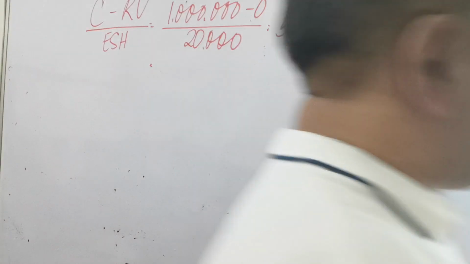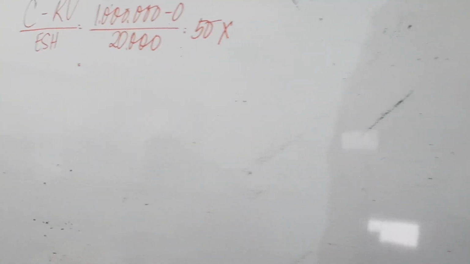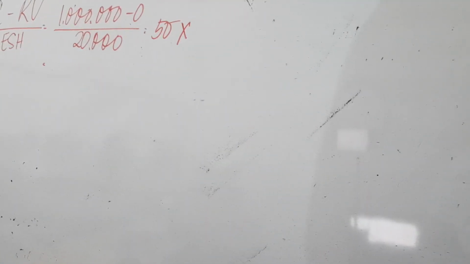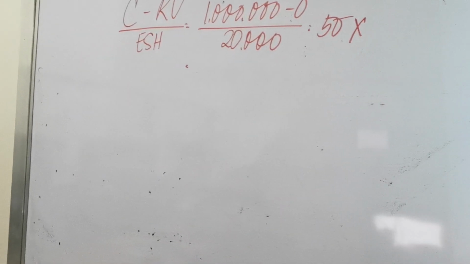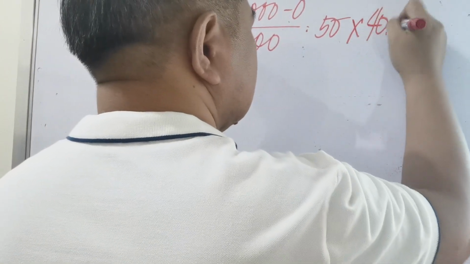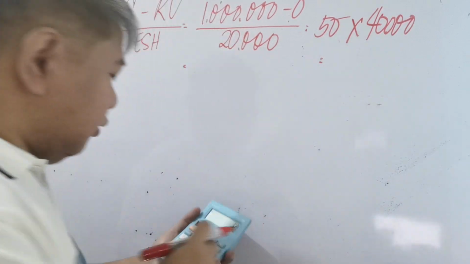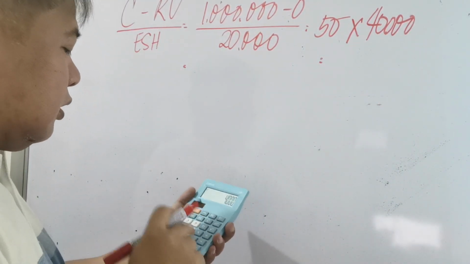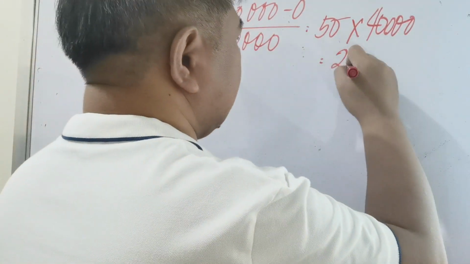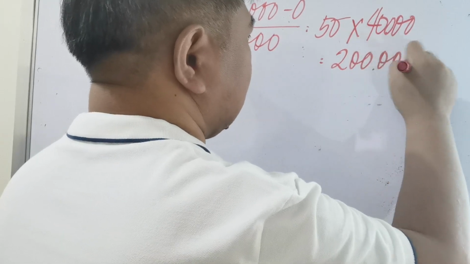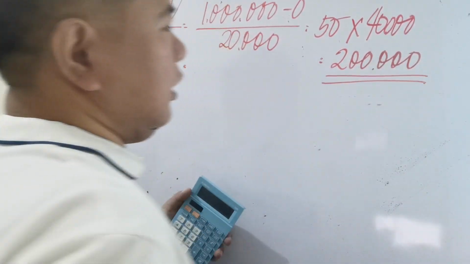Okay, how many number of hours were used? 4,000 and 4,200. Okay, 4,000. So multiply this by 4,000 hours. So therefore, 50 times 4,000 hours. This will give us a depreciation of 200,000 pesos for 2019.